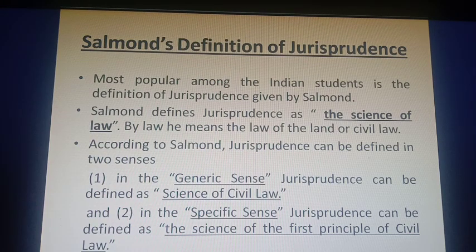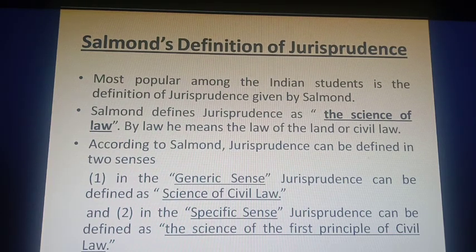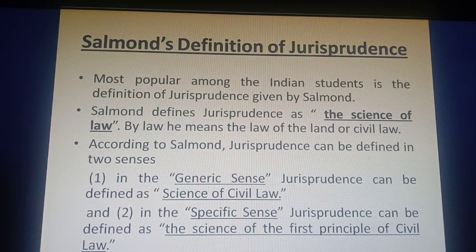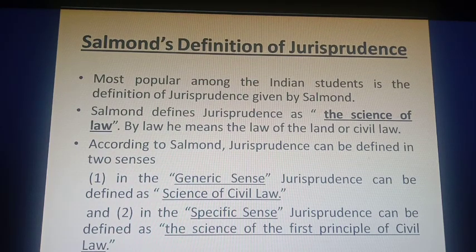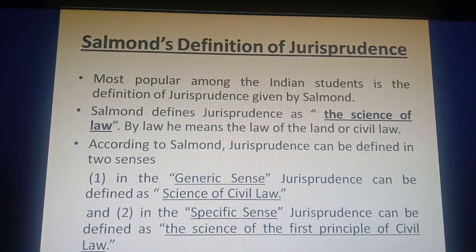According to Salmond, jurisprudence can be defined in two senses, and those senses are generic sense and specific sense. In generic sense, Salmond defined jurisprudence as a science of civil law. Whereas in the specific sense, he says that jurisprudence can be defined as a science of the first principles of civil law. So what is the basic difference between these two senses?